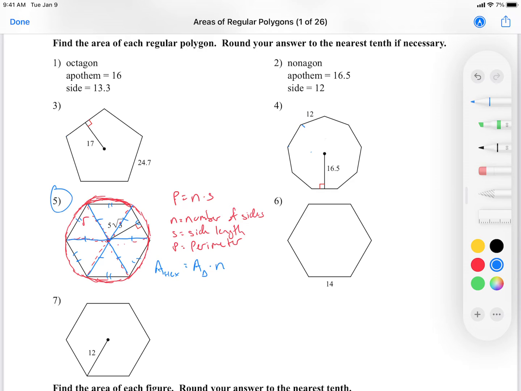Well, let's just remember, what's the area of a triangle? Come on, guys. What's the formula for the area of a triangle? Base times height times 1/2. All right, 1/2 base times height, or base times height divided by 2.